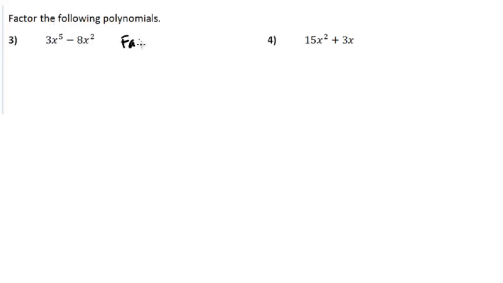But we have to look at our variables to find our factor here. So we look at x to the fifth and x squared. The biggest thing in common is x squared. It goes into x squared. It also goes into x to the fifth, because this is x times x times x times x times x, and there is x times x in that. So our factor here is x squared. This is what we need to divide by.